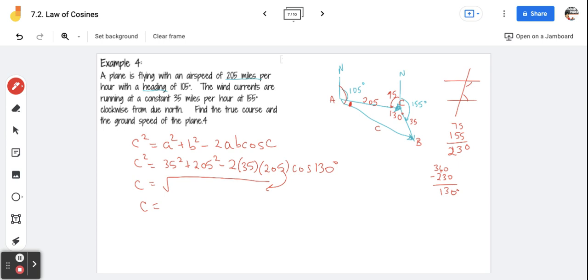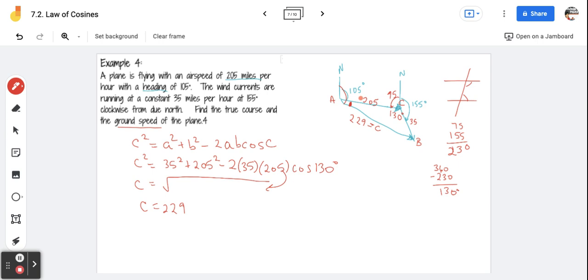That is the magnitude, or the length of the resultant vector here. So we'll round it to 3 significant digits, 229. So C is 229, and that's part of the question. It asked me to find the ground speed of the plane. So we knew the speed of the plane in the air. We knew the wind speed.